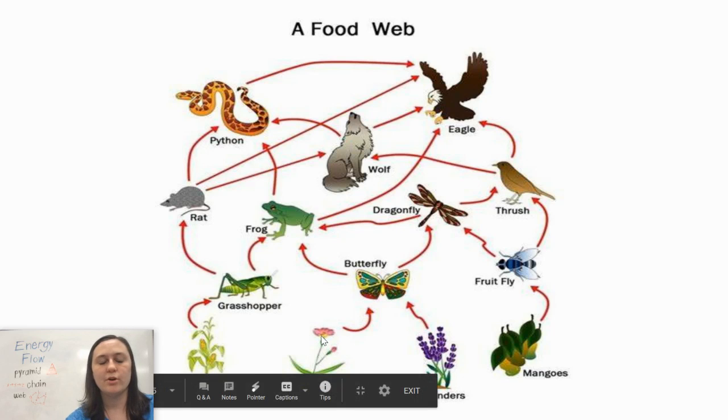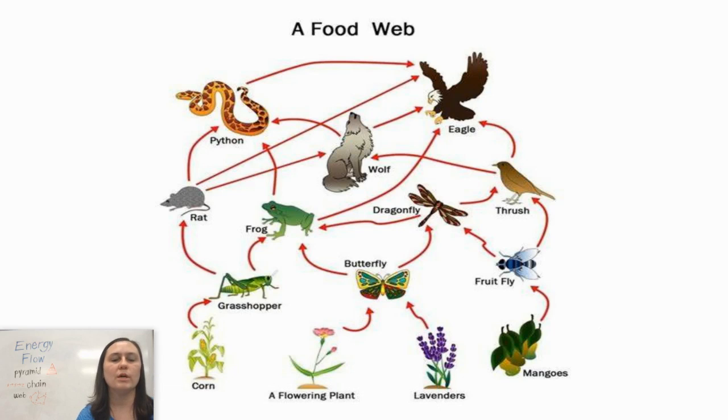So if we look down here, we have other producers. That's crazy. In a normal ecosystem, there is more than one of each kind of organism. There's more than one producer. There's more than one consumer. There's more than one decomposer. So a food web will show you every single possibility.